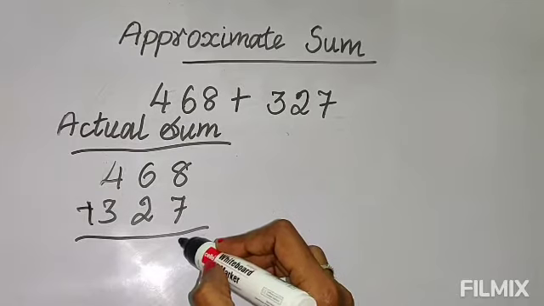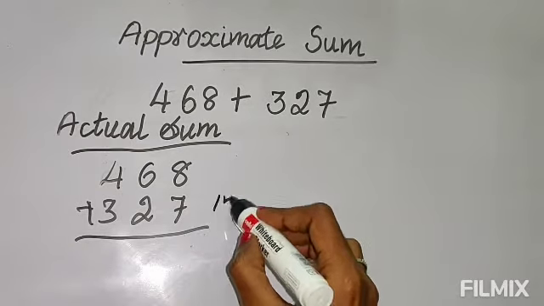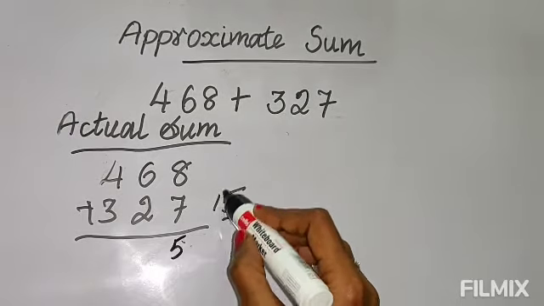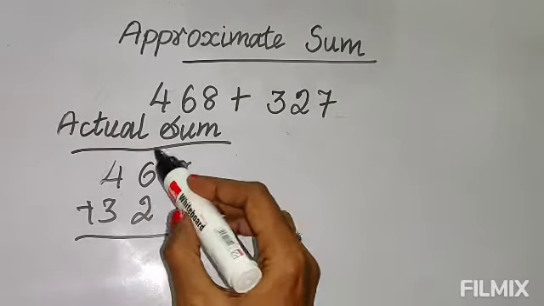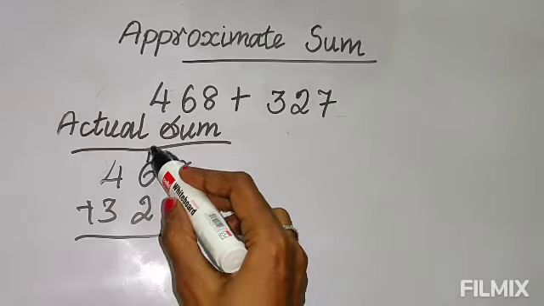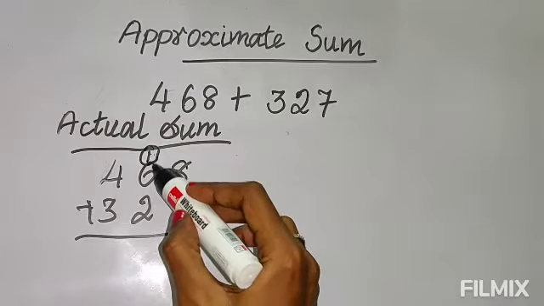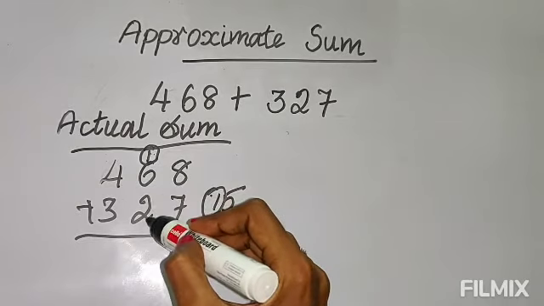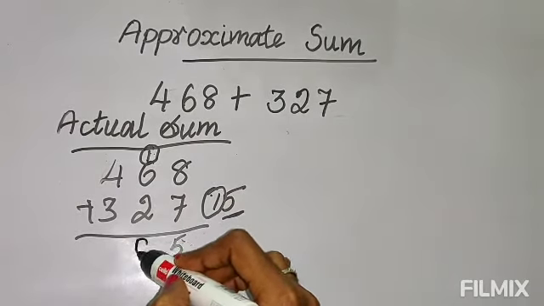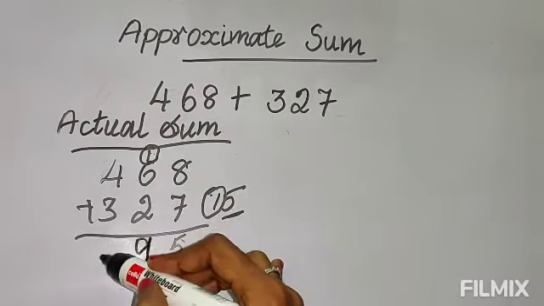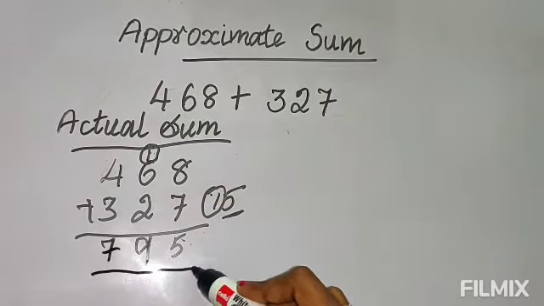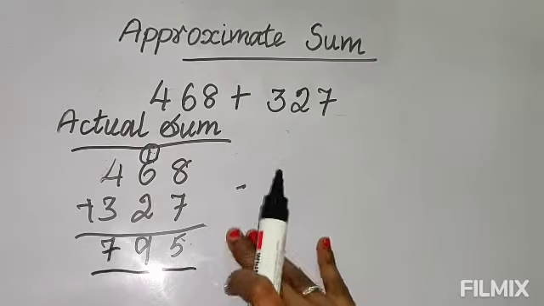8 plus 7, 15. 15 is a double digit number, so only the right side number you will write here, 5, and this 1 you will carry to the next place, to the tens place. Now you will add here 1 plus 6, 7, 7 plus 2, 9. Again here 4 plus 3, 7. So this is the actual sum.